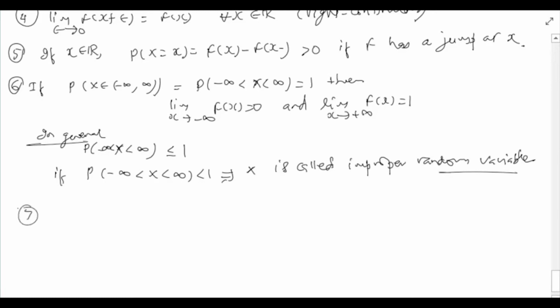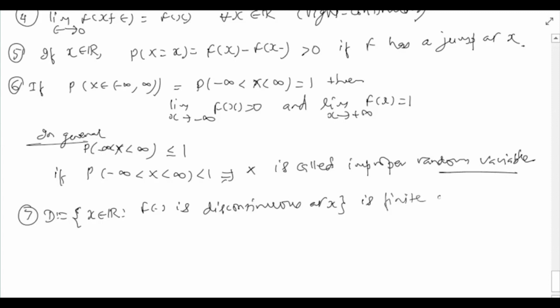Let's now see one more property which says that the collection of all the discontinuity points of F, that is, set of all points such that F is discontinuous at those points, is finite or countable. That is, there can be at most countably many jump points of F.